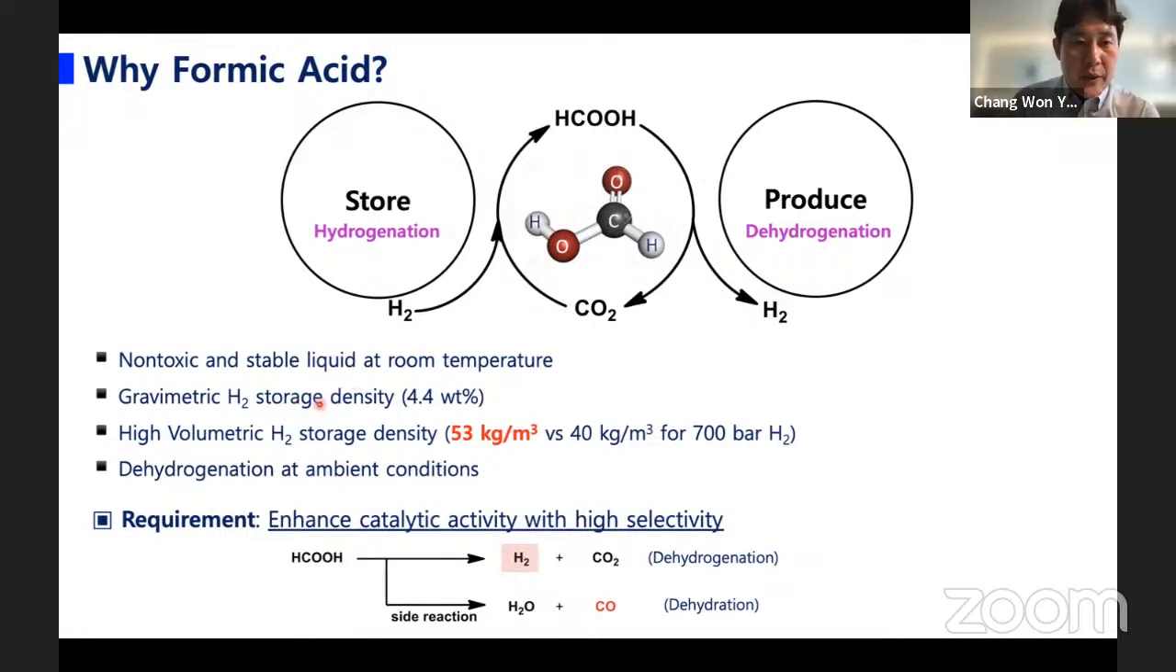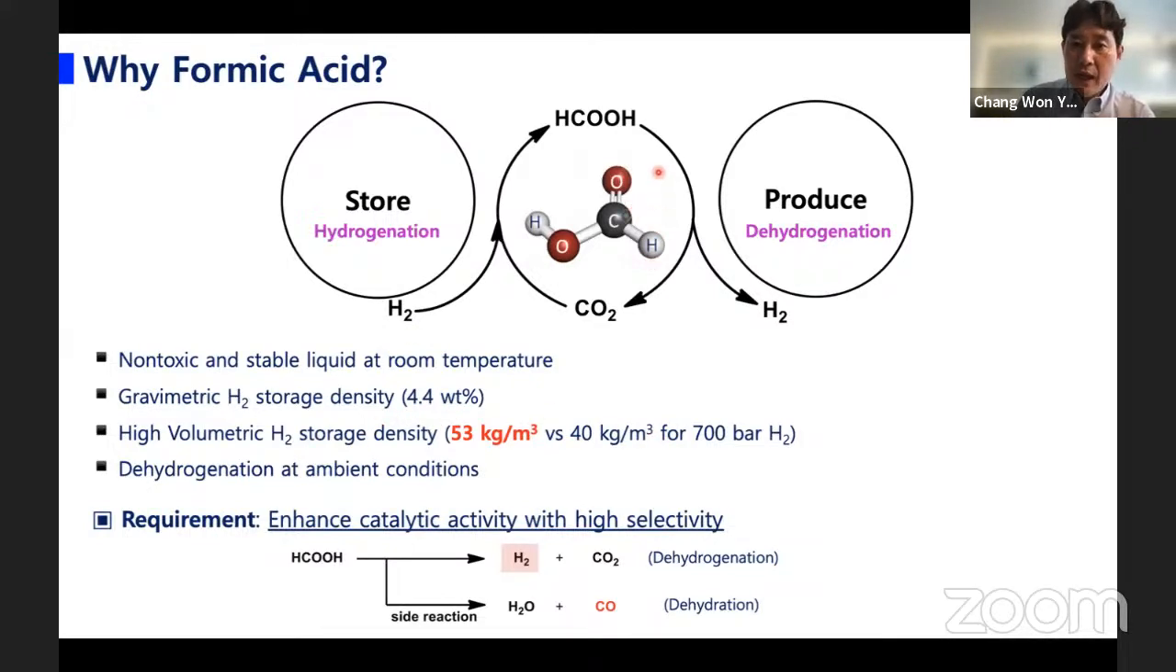The formic acid gravimetric hydrogen storage density is a little bit low. It's about 4.48%, but it has a reasonably high volumetric hydrogen storage density of 53 kilograms per cubic meter. Again, 700 bar pressurized hydrogen storage has about 40 kilograms of hydrogen per cubic meter. So formic acid has a little bit higher volumetric hydrogen storage density compared with this pressurized technology.